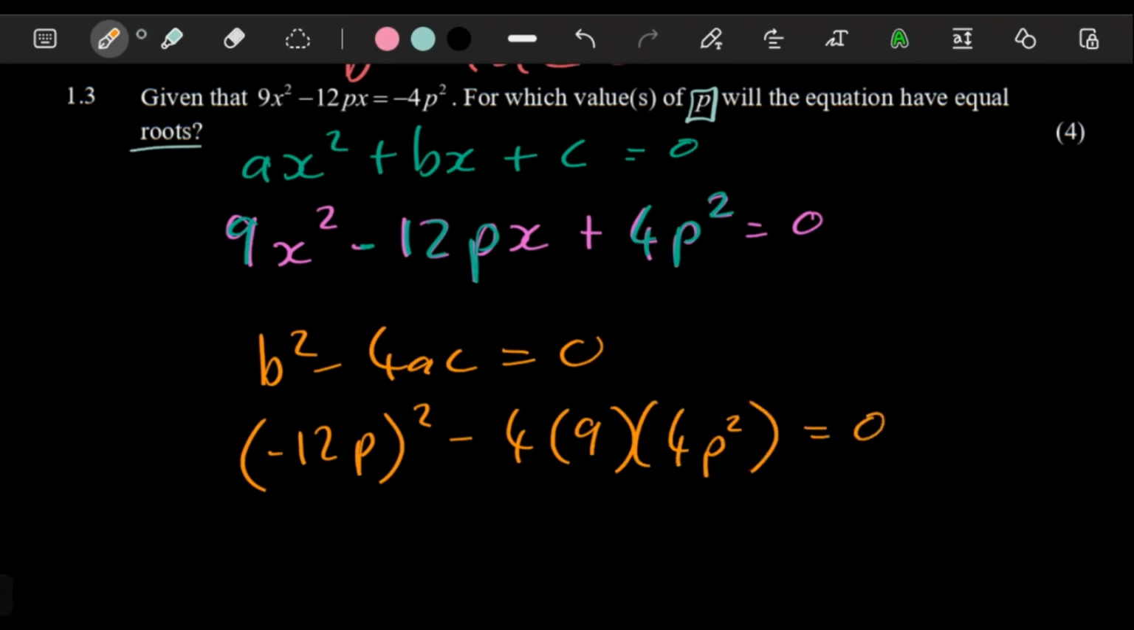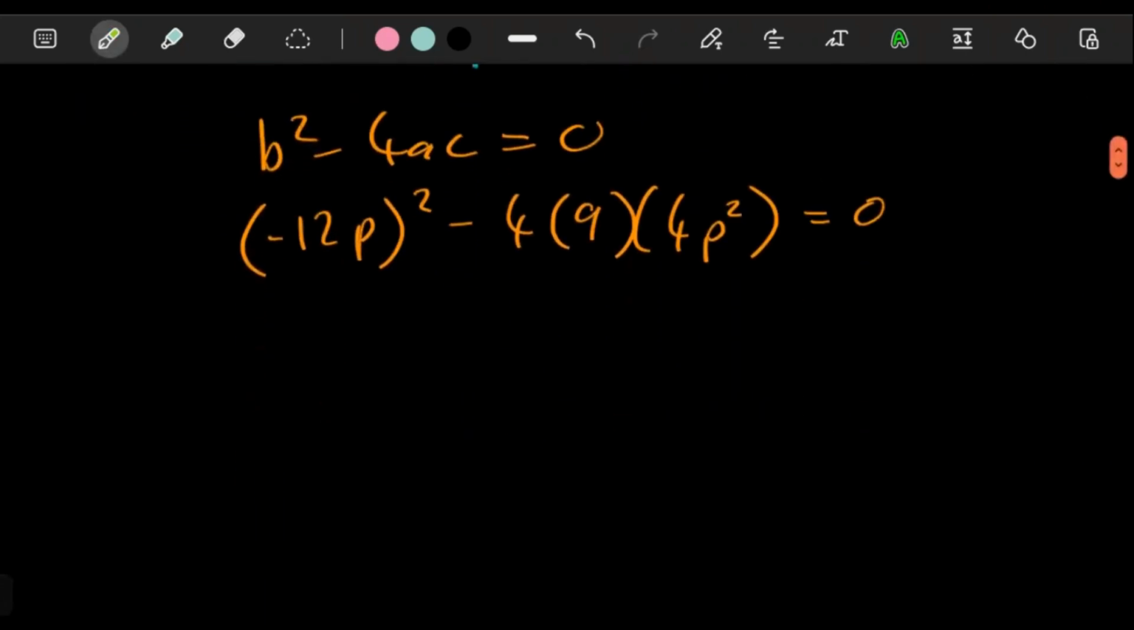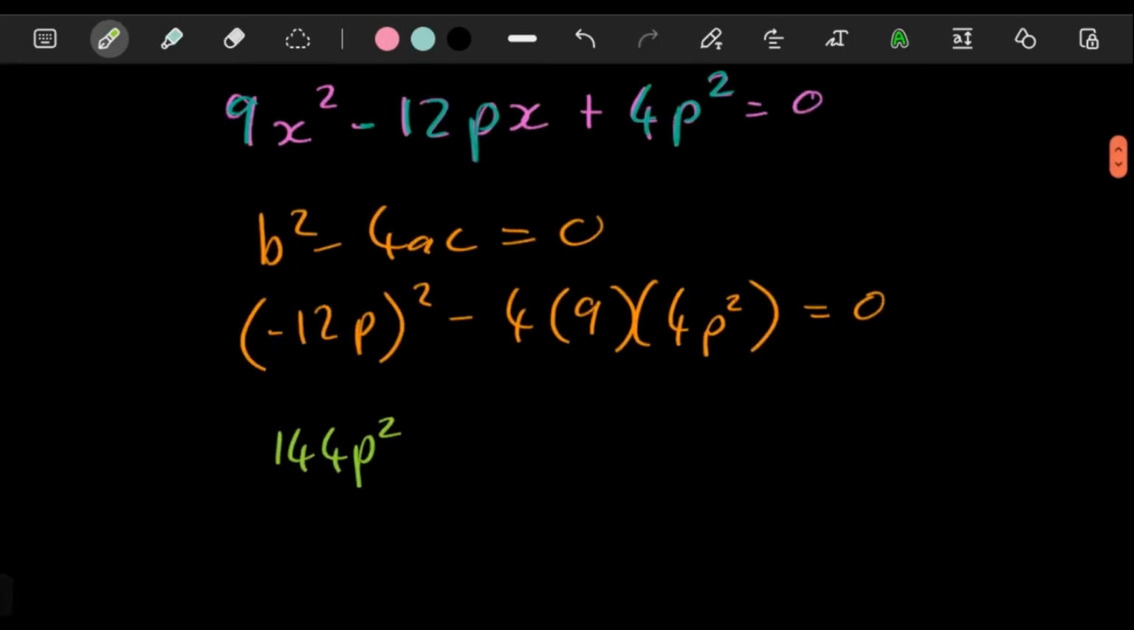Perfect. So as you can see, we have a lot to do. No, not really. Question is practically done. So negative 12 squared is 144. P squared is just p squared. 4 times 4 times 9, calculator, please do your thing. 4 times 4 times 9, that's 144. So here we're going to have negative 144, and then we have our p squared equal to 0.